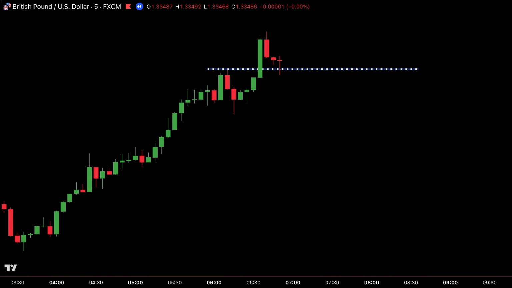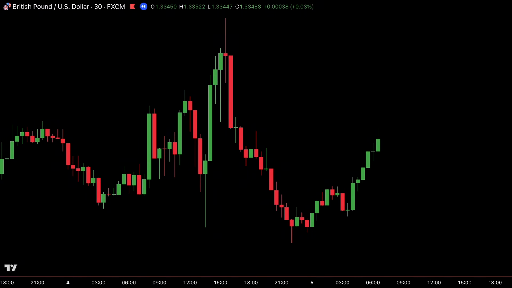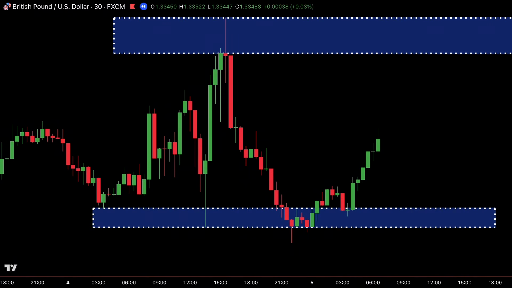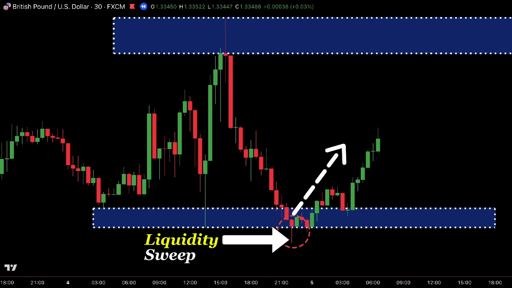Now let's check the higher time frame, the 30-minute chart. On the 30-minute time frame, the market is ranging between a well-defined support zone and a resistance zone. At the support zone, you can clearly see a liquidity sweep, which signals bullish intention and suggests price may continue rising toward the resistance. This aligns perfectly with our bullish setup on the 5-minute chart, giving us a solid multi-timeframe confirmation. Now let's return to the 5-minute chart to enter the trade.